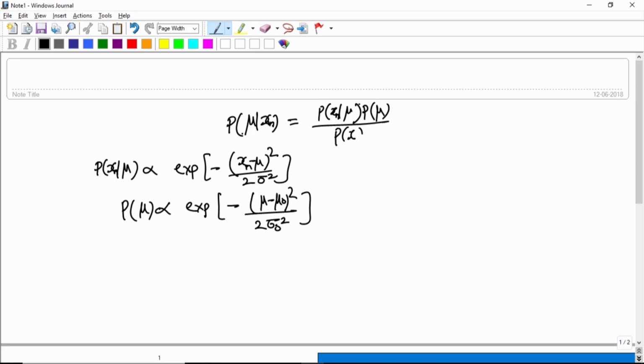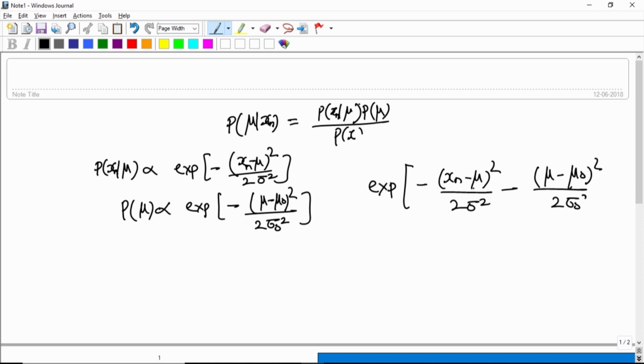Now, when we want to compute this posterior distribution, I have to first multiply these two terms. When I multiply them, I get exp of the sum of the exponents: minus xn minus mu squared divided by 2 sigma squared, plus minus mu minus mu 0 squared divided by 2 sigma 0 squared. It's just plain algebra. It's actually not all that hard, but I'm showing you how you would do this. So the product will have a term like this.